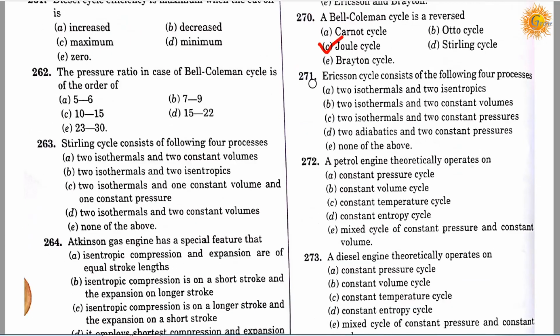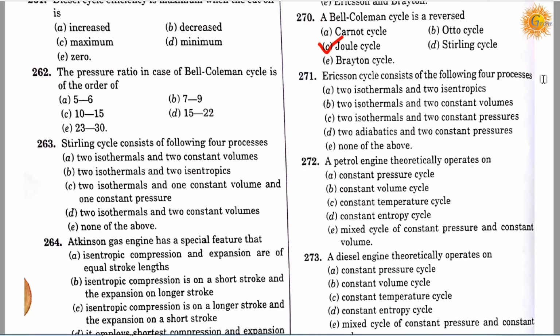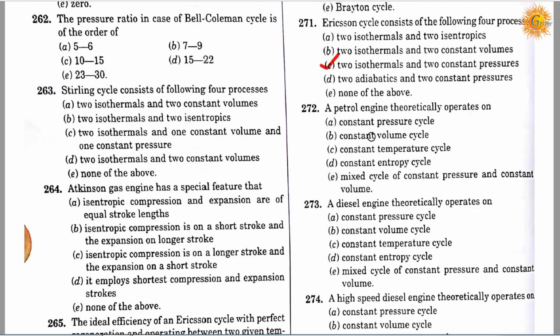Question number 271. The Ericsson cycle consists of the following four processes. Option A, 2 isothermals and 2 isentropics; option B, 2 isothermals and 2 constant volumes; option C, 2 isothermals and 2 constant pressures; option D, 2 adiabatics and 2 constant pressures; option E, none of the above. So the correct answer is C, 2 isothermals and 2 constant pressures.